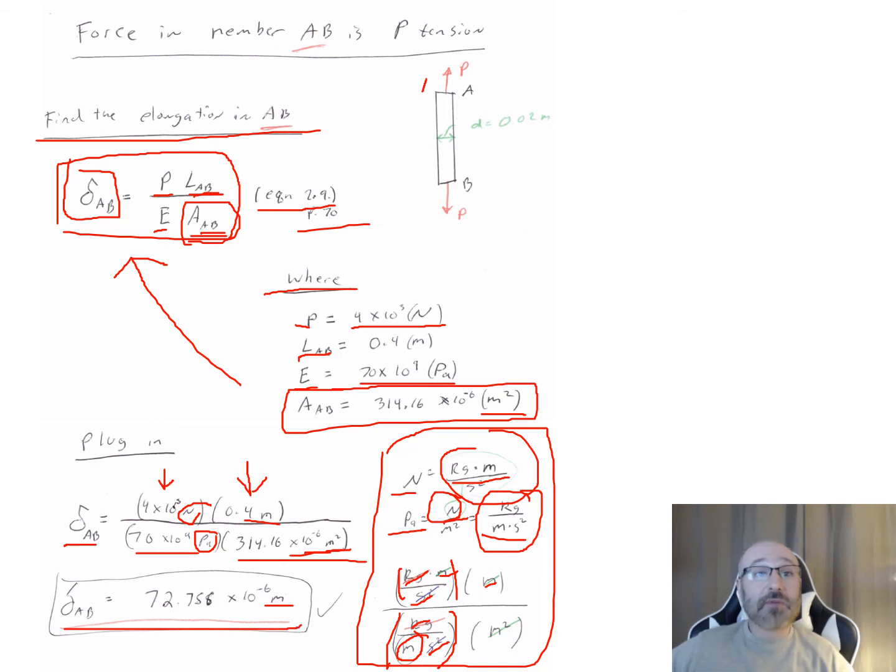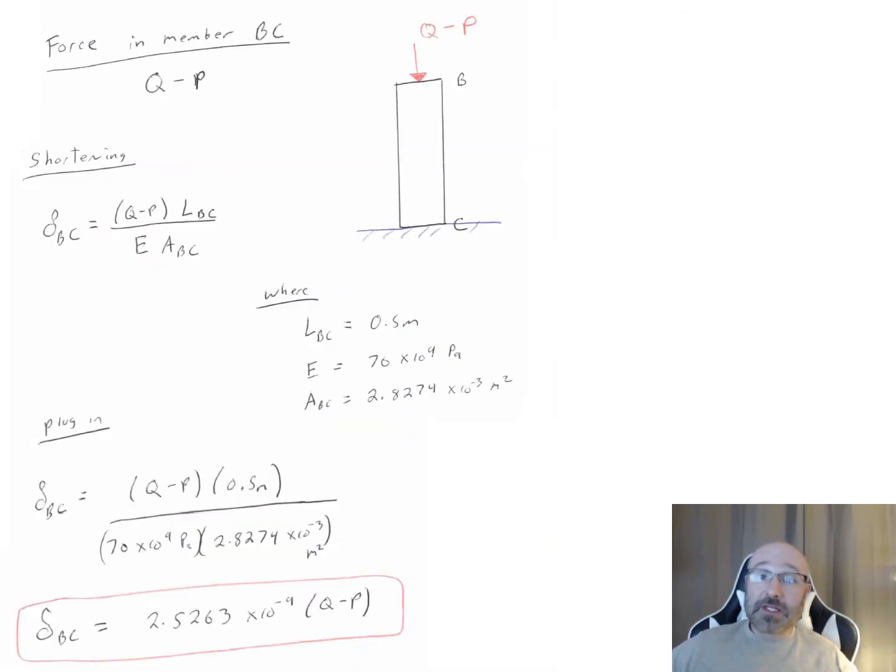So when we do that out, we can find our deflection at AB, and this is equal to 72.758 times 10 to the negative 6 in units of meters. Now, again, we're breaking this into individual components, individual sections that we're solving. We went for AB, now we'll go for BC.